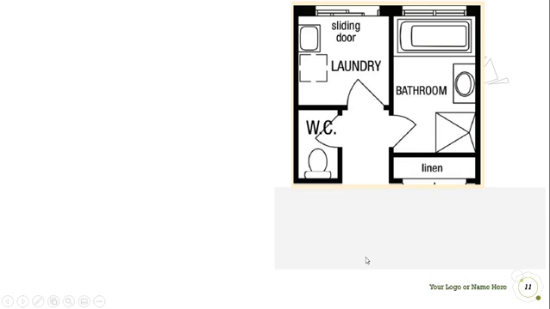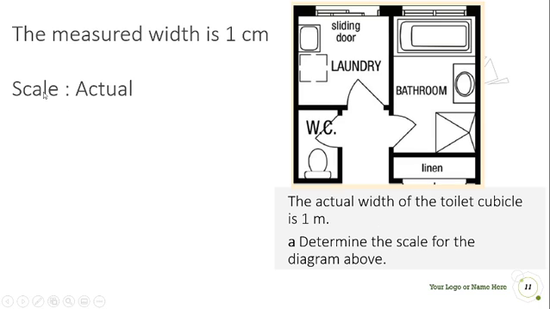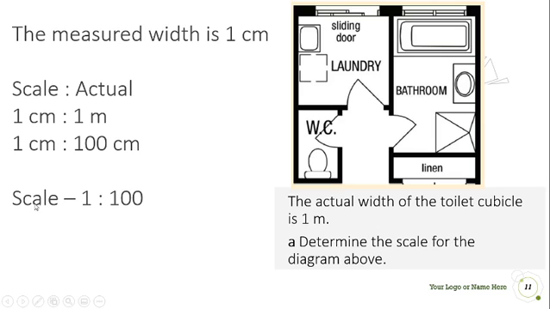Then we get a question that says the actual width of the toilet cubicle is 1 meter. Determine the scale. So when we start a scale, we've measured it, it's going to be 1 centimeter, and they're telling us that the cubicle is 1 meter. So our scale, 1 centimeter. Our actual is 1 meter. Change them both to centimeters. So now we've got 1 is to 100. So we know that our scale is 1 is to 100.